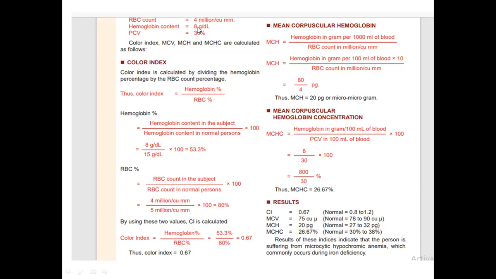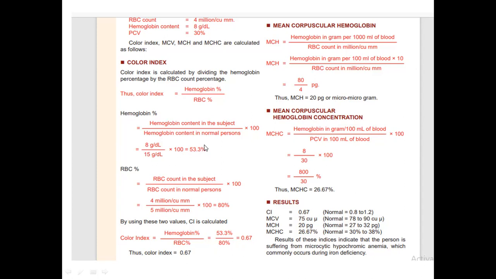So what we're going to do, this 8 here will change to 16. The patient has 16 grams per dL. So here we'll have 16 in the patient divided by 15, which is the normal amount, times 100. So we'll have 16 over 15 times 100.